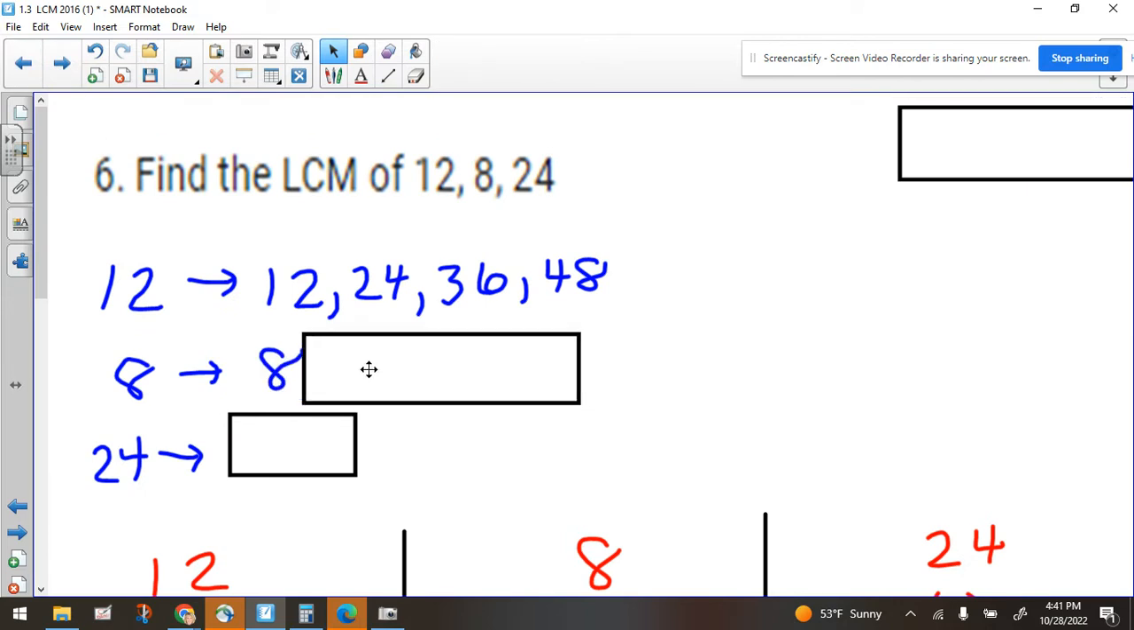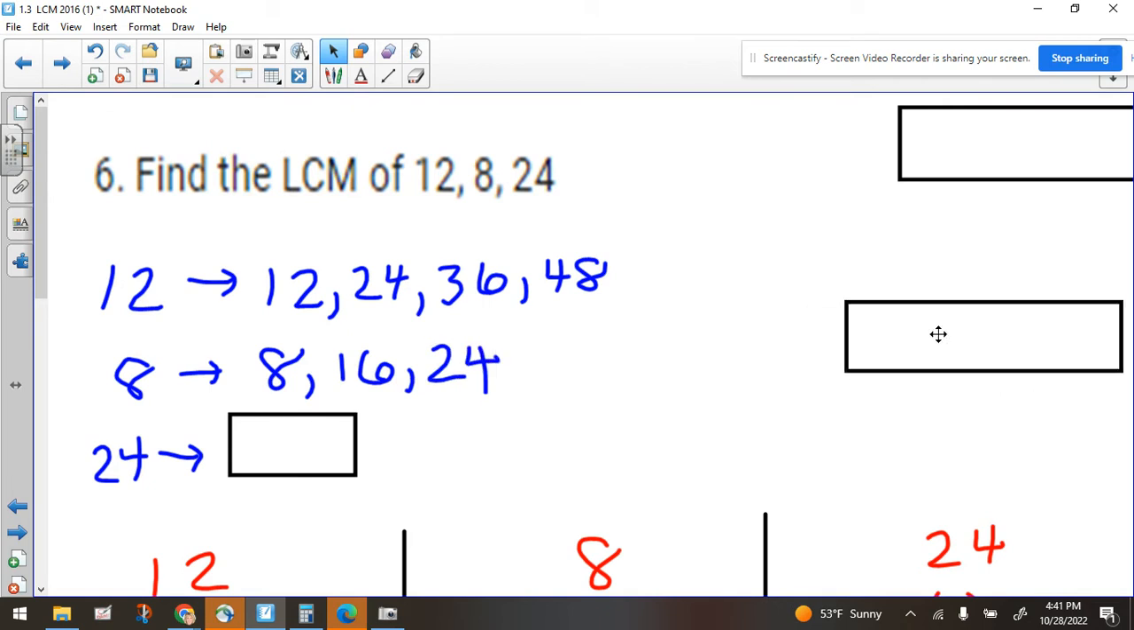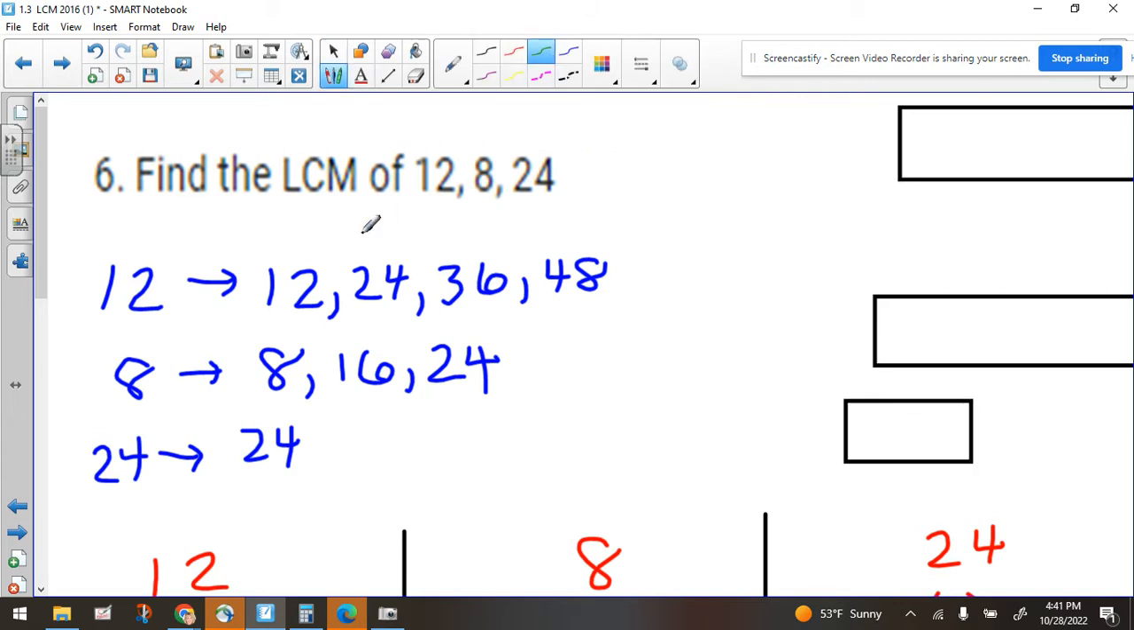8 times 1 would be 8. 8 times 2 would be 16. 8 times 3 would be 24. And we're going to stop there because we have a match so far, but we have to make sure that that's a match in the third set. 24 times 1 is 24. Now, do you see that 24 is a match in all three sets? So the LCM of these numbers would be 24.